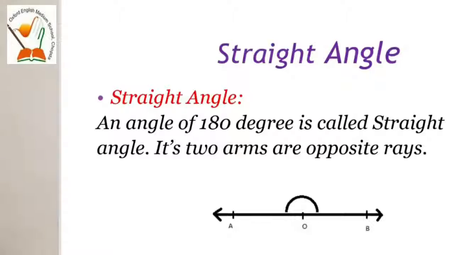But when the angle between these two rays is exactly 180 degrees, then we call that angle a straight angle. And one important condition is that the two arms of this angle are opposite rays. See in this figure, ray OA and ray OB are forming a straight angle. Ray OA and ray OB are opposite rays. So the angle between these two rays is 180 degrees. So we call that angle a straight angle.